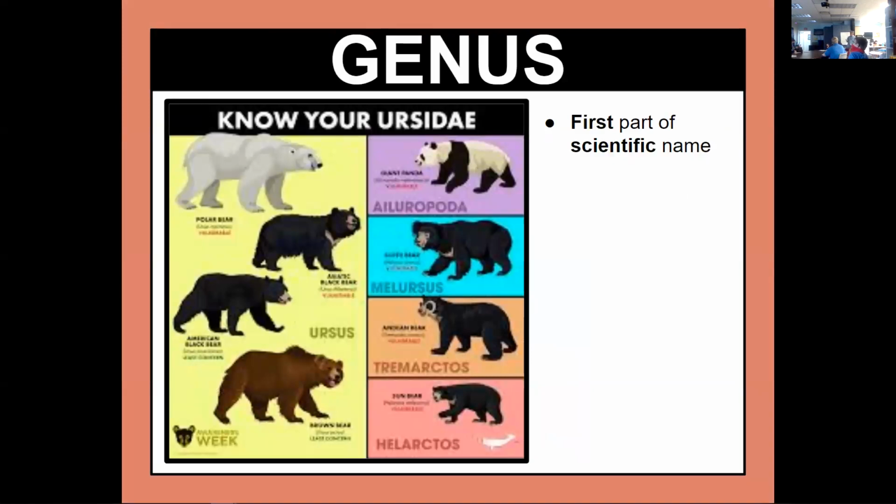All right, genus. That's our first part of our scientific name. So with the bear, the Ursidae is the family. The genus is Ursus. So the polar bear is Ursus maritimus. The grizzly bear is Ursus arctos, right? Because the polar bear, maritimus, what does that mean? What does it sound like? Maritimus, maritime. What does that refer to?